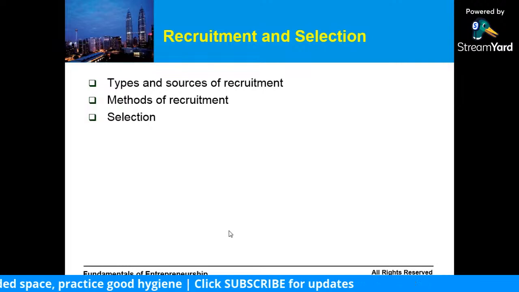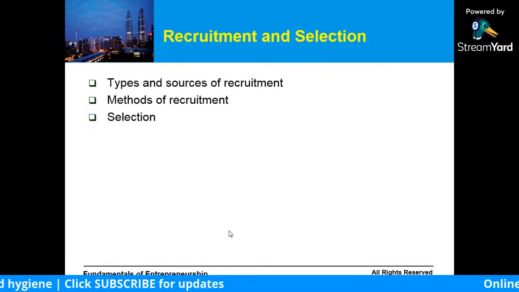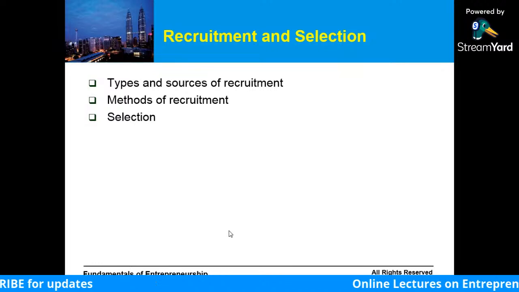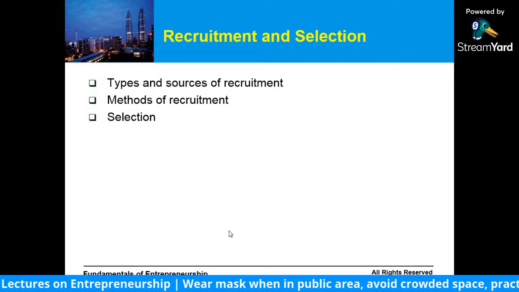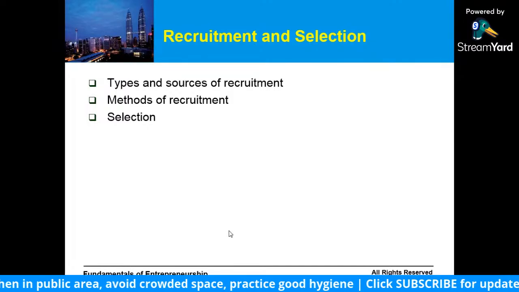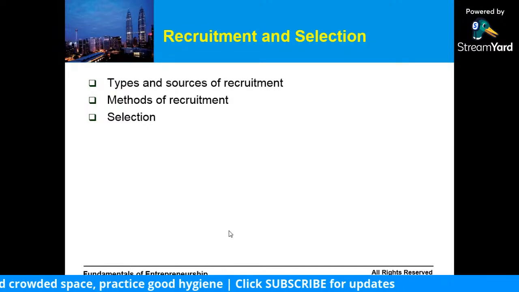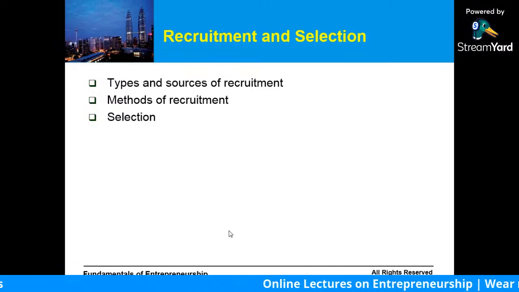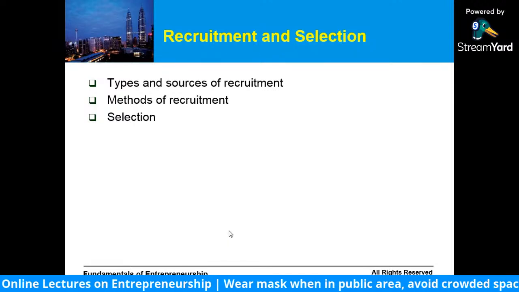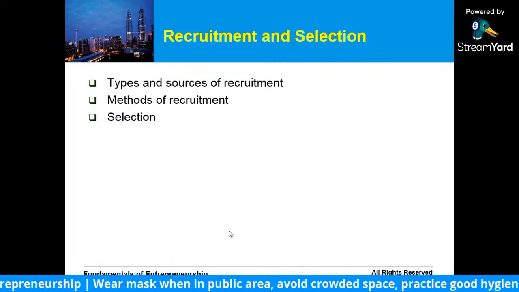Internally recruited persons come from people who currently work in your business. As the business expands, you offer some promotion to your existing employees to lead or to work in another function of your business. So what is external? It means you get some people from outside to fill the gap or to fill the vacancies.